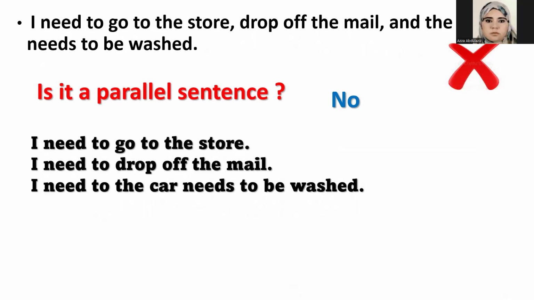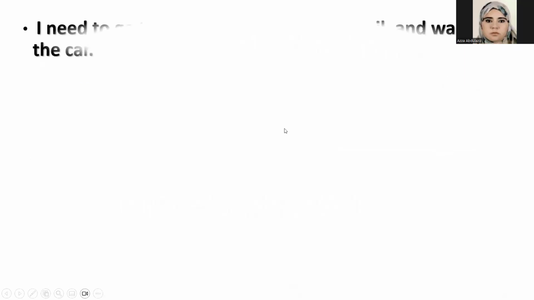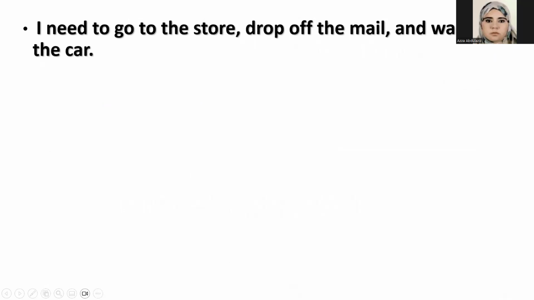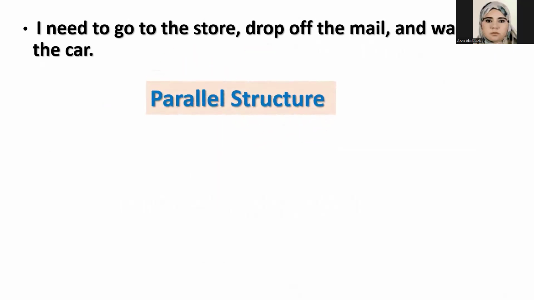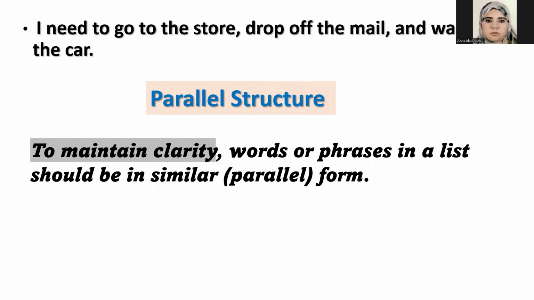If I just rewrite or relist each of these items, it will be something like: I need to go to the store, I need to drop off the mail, I need to wash the car. So the sentence will be like that: I need to go to the store, drop off the mail, and wash the car. Now it's a parallel sentence, okay? But what do we mean by parallel structure? As I mentioned before, to maintain clarity, words or phrases in a list should be in similar form.